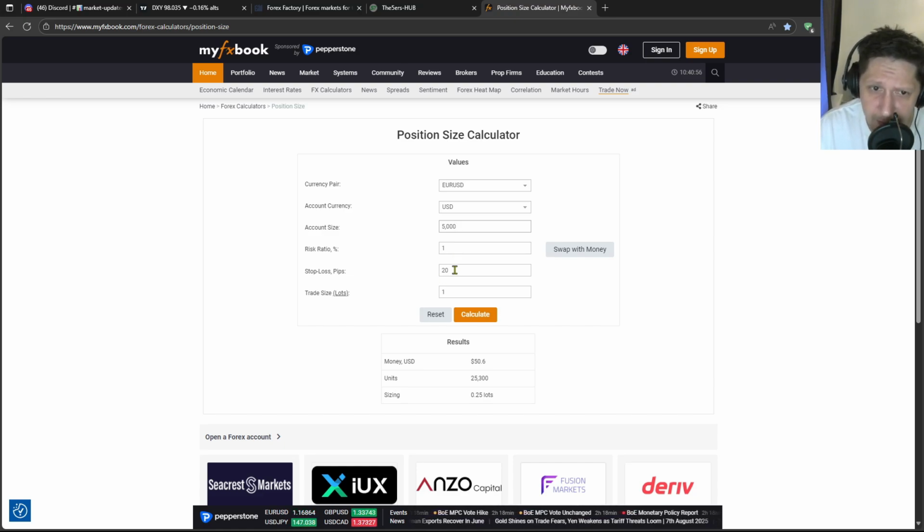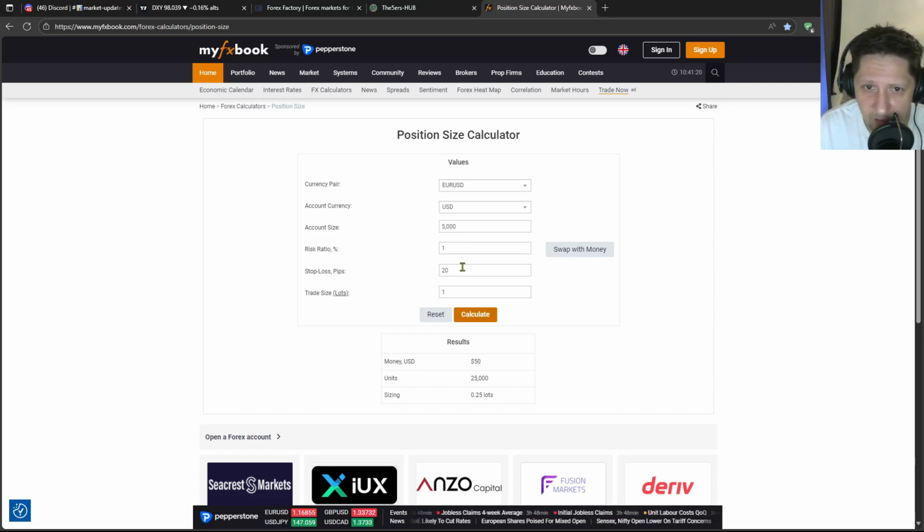The stop loss in pips I put on 20, but you always can change it if you're already in the trade. So, and the trade size for lots is always 1. We calculate it. We risk $50 and the position sizing is 0.25 lots. That's the lot you are trading, 0.25.